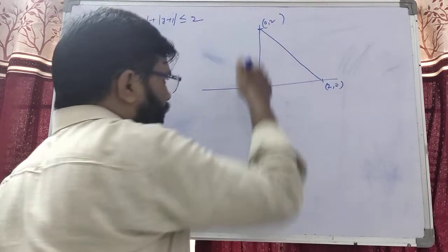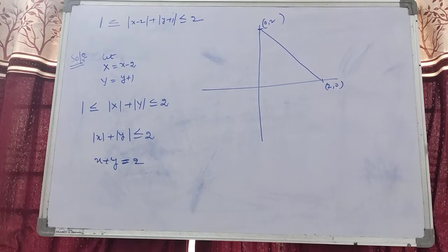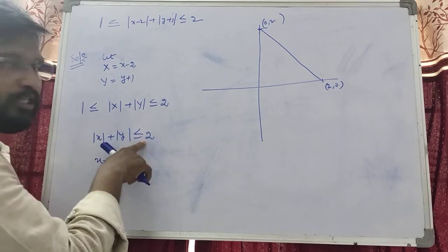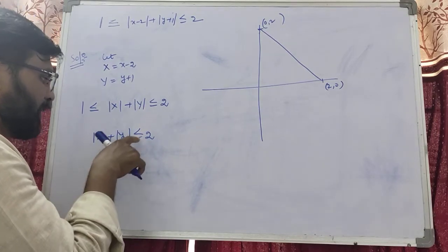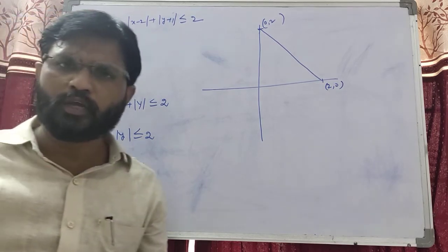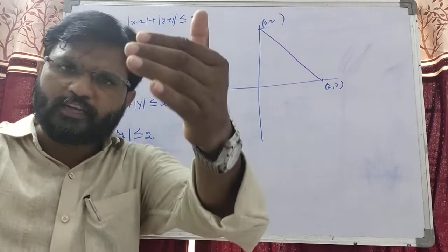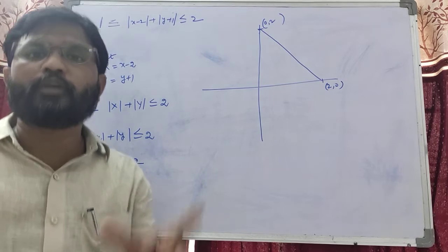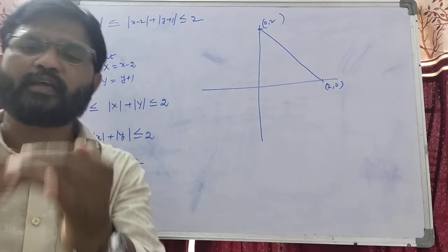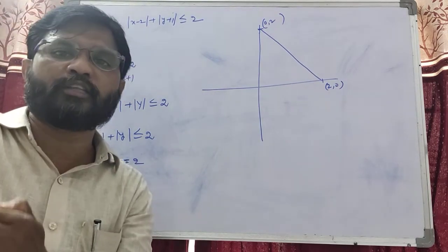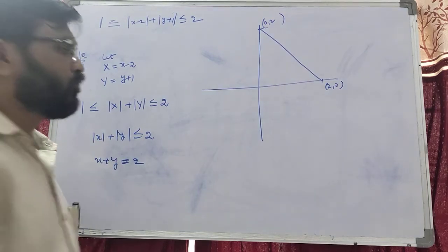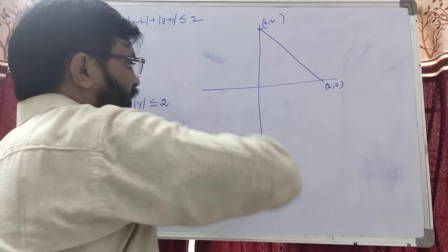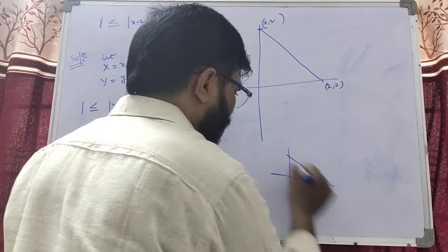Dear students, the region is on the origin side because it is less than 2. When you put 0, 0, 0 is less than 2, yes, it is true. Therefore the region will come on the origin side. If we get a wrong condition, the region will be on the side other than the origin. This concept is from linear programming. So we can shade all this side.